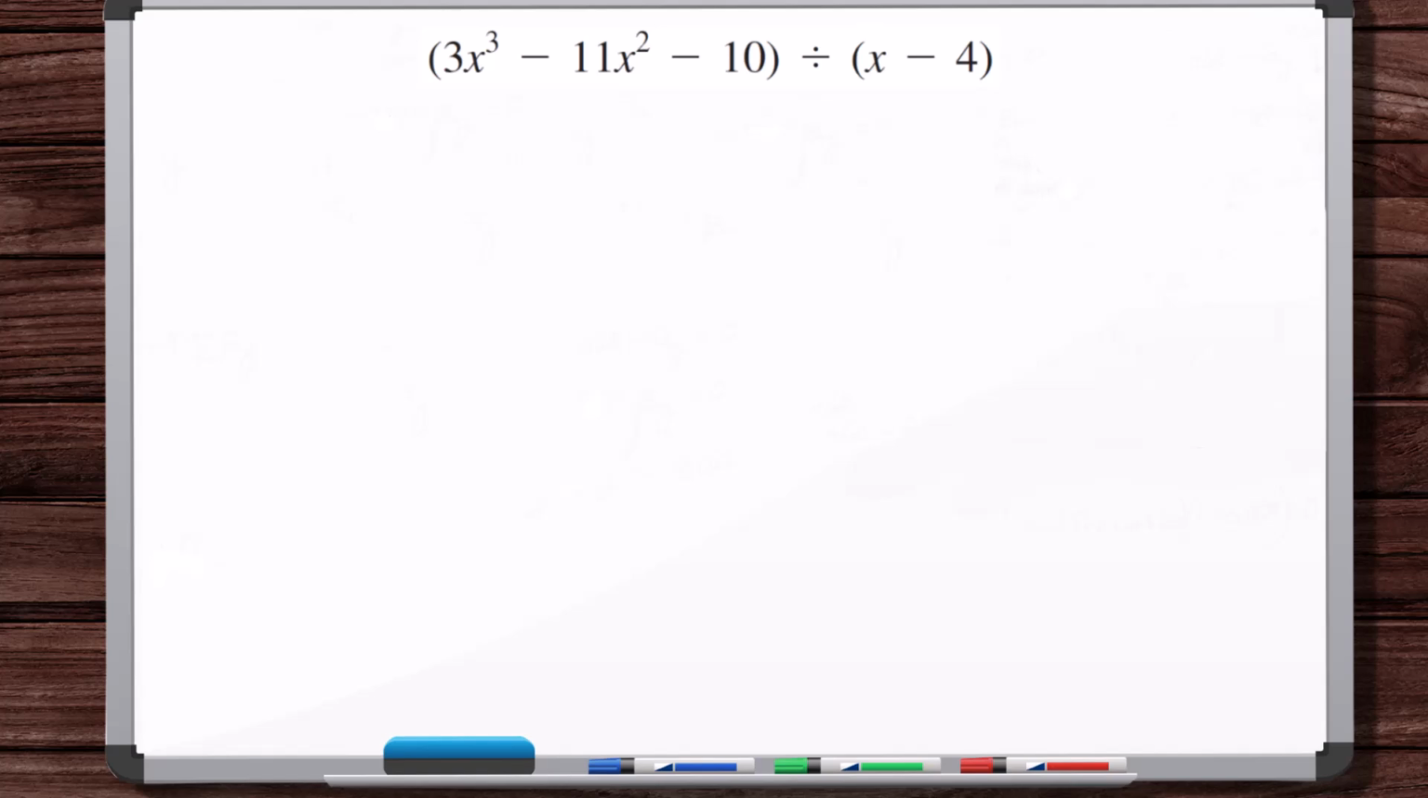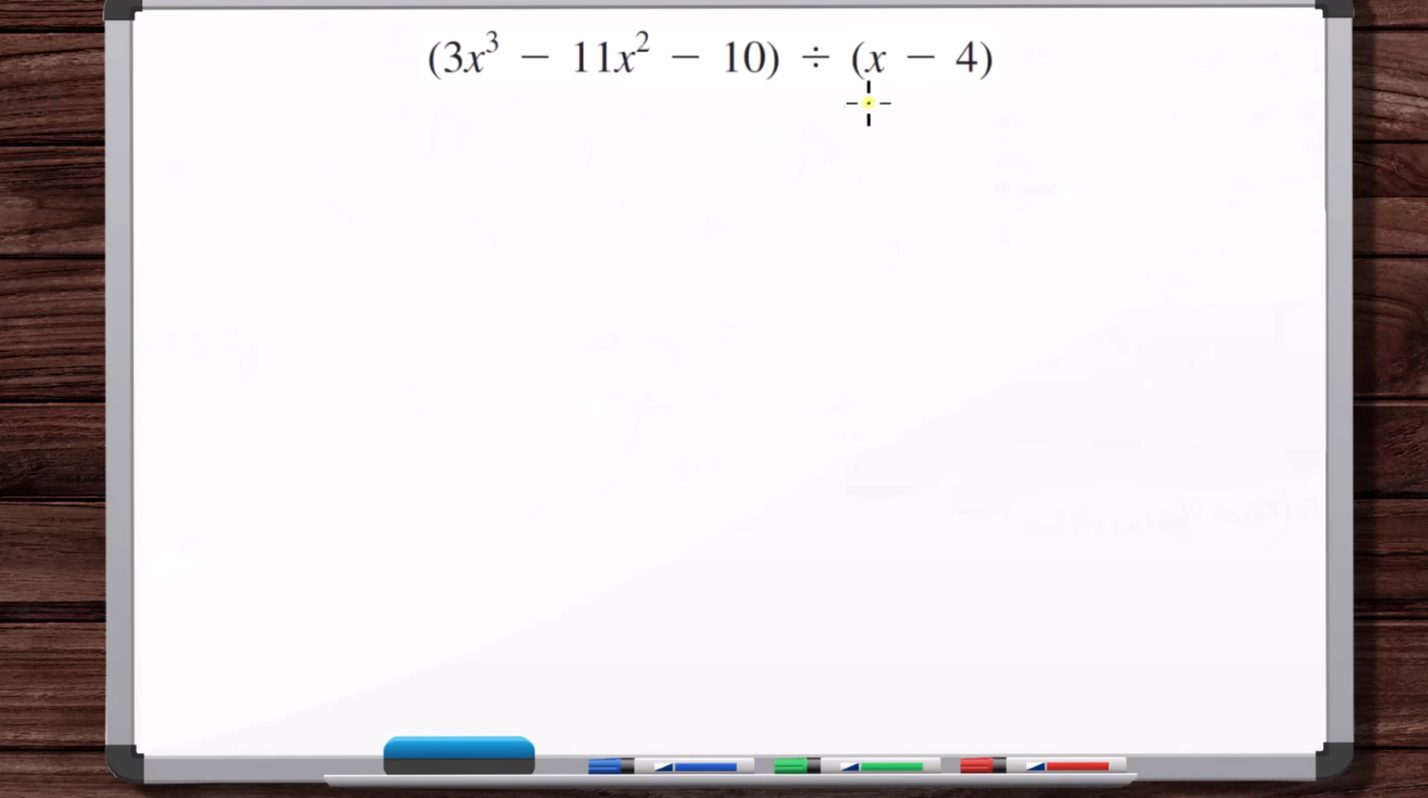In this video, we're going to divide polynomials using polynomial long division. Okay, so let's divide 3x cubed minus 11x squared minus 10, this polynomial, by this polynomial, x minus 4.